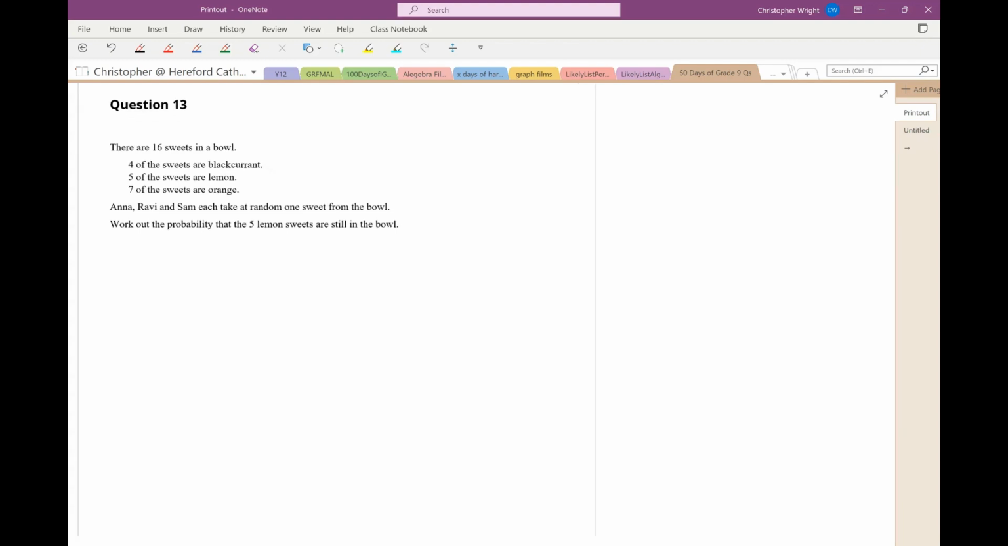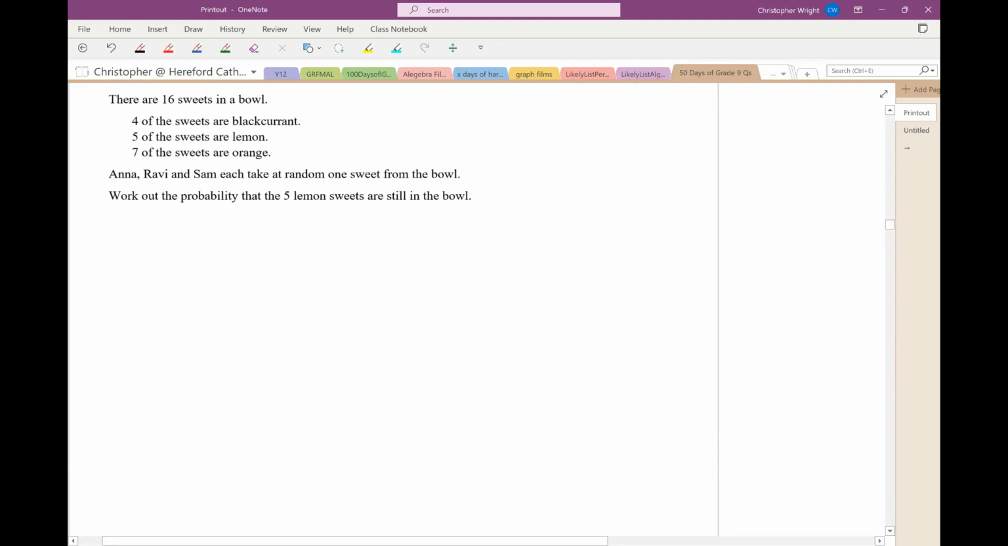There are 16 sweets in a bowl. 4 of the sweets are blackcurrant, 5 are lemon, and 7 are orange. Yes, that adds up to 16, so that's all the sweets. 3 people, Anna, Ravi, and Sam, each take at random 1 sweet from the bowl. Work out the probability that the 5 lemon sweets are still in the bowl. Oh, wait a second.